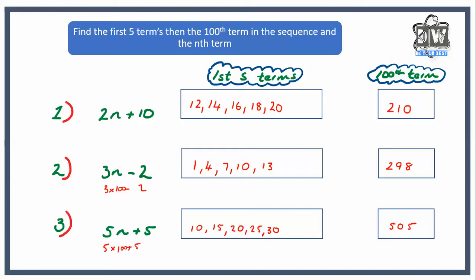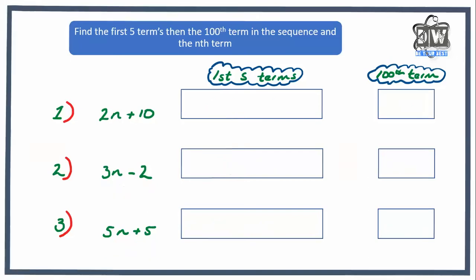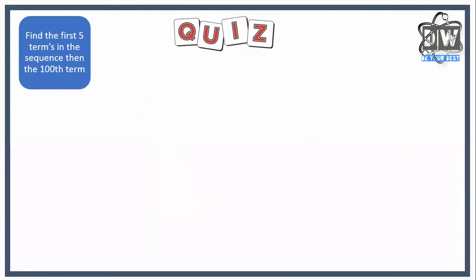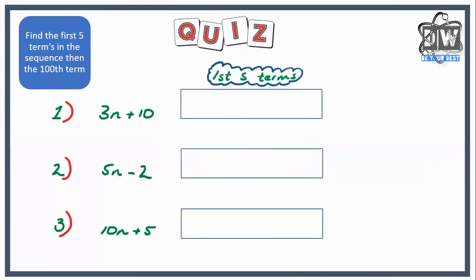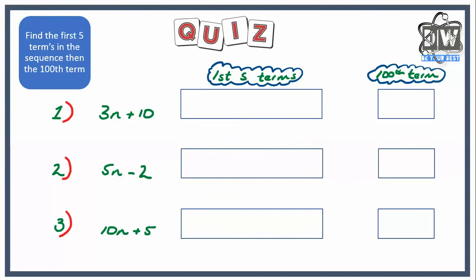And that is our answers to all those questions. Hopefully you understood that and found those easy, because it's your turn to do the quiz. Here are the questions. Can you work those out? So I want the first 5 terms and then the 100th term. Pause the video, come back and see if you got them all correct.